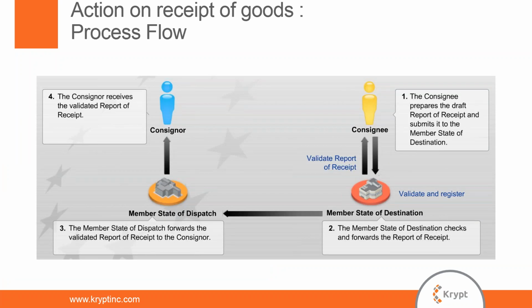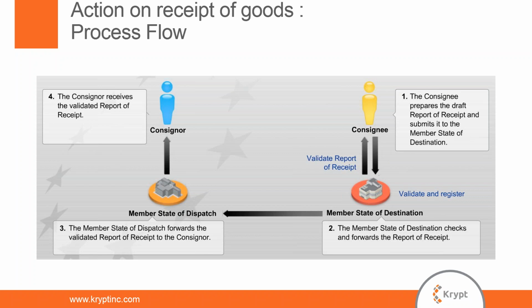Now, from the consignee's perspective, they need to send the receipt of goods. Once they have received the goods, they are liable to send the report of receipt back to the consignor, and also inform the member state of destination and dispatch that they have received the goods. So again, the same thing would happen here.